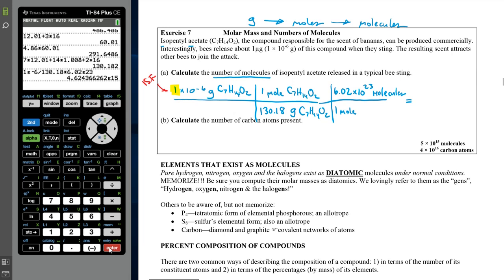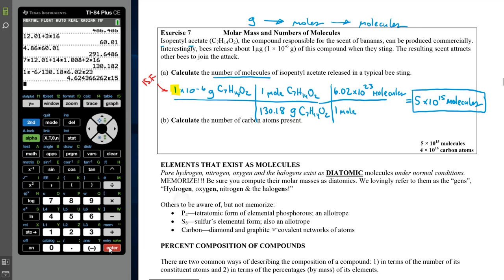So we have to actually round off that nice number from my calculator to 5 times 10 to the 15th molecules. You can't have a more precise answer, remember, than any one of the weakest numbers that you used in finding your answer. So we have to round it all the way off to 5. And it's kind of an approximate number anyway. A given bee may release slightly more or less than 1 microgram, so around 5 times 10 to the 15th is accurate enough. How many carbon atoms are present in that amount of isopentyl acetate is what question B is going to ask.